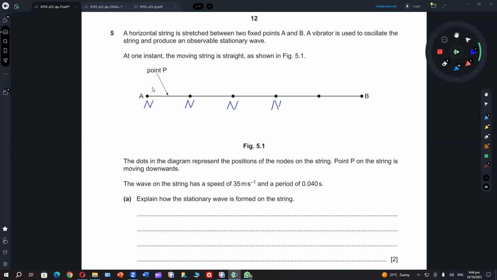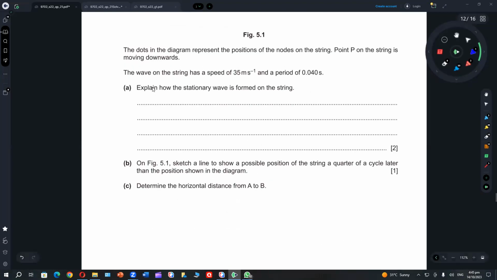The waves on the string have a speed of 35 and a period of 0.04. How is the stationary wave formed on the string? We discussed this in our regular class also: a stationary wave is produced when the incident and the reflected progressive waves superimpose on each other. Their superposition generates a stationary wave.